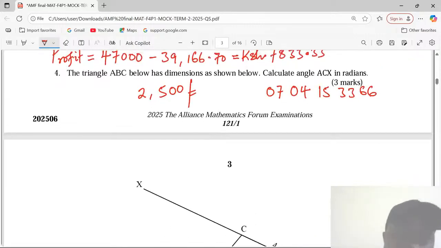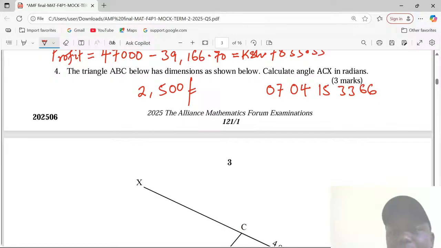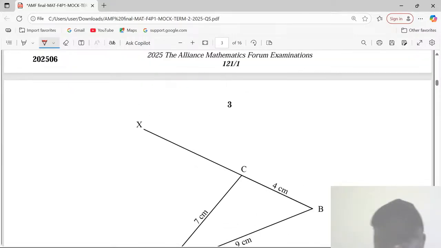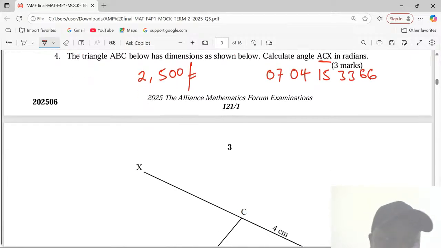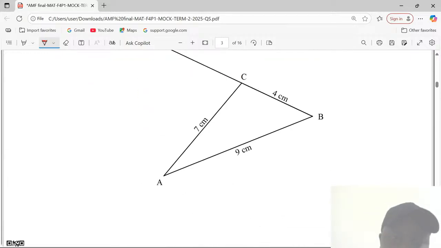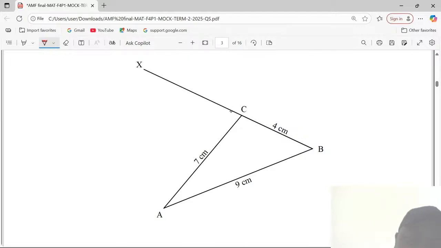We are told in this question number 4 to calculate the angle ACX in radians. The instructions there are 2: calculating the angle ACX and in radians. So ACX is going to be this particular angle, and we are going to find it in radians. So let's look at this.